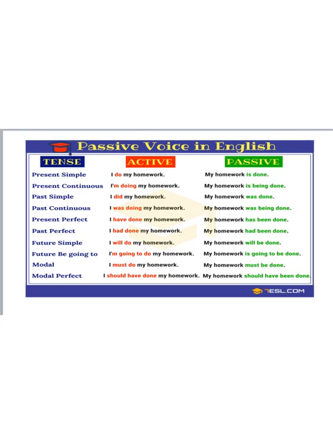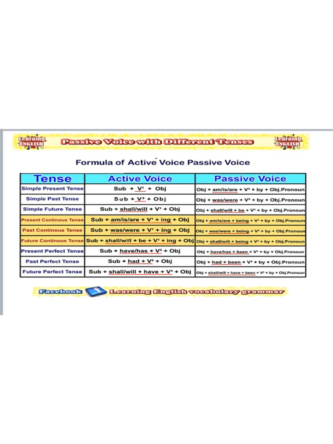Present perfect tense, the verb form is has or have plus pp. For example, I have done my homework. Passive voice, my homework has been done. This is the second picture showing you the verb form of passive voice in different tenses.